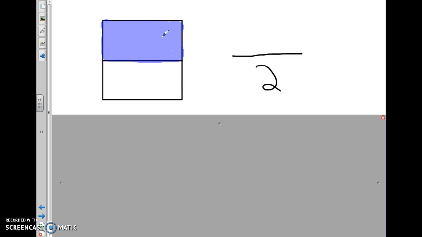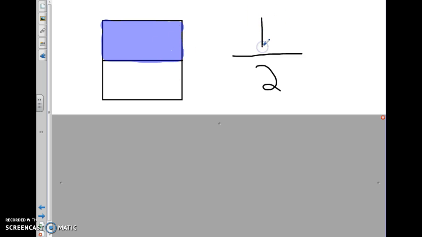Now, for this fraction, we're going to look at what fraction of this square is shaded. How much of it is blue? So that means how many of these 2 total parts are shaded blue. Obviously, it's 1, right? So 1 is going to go on top here.